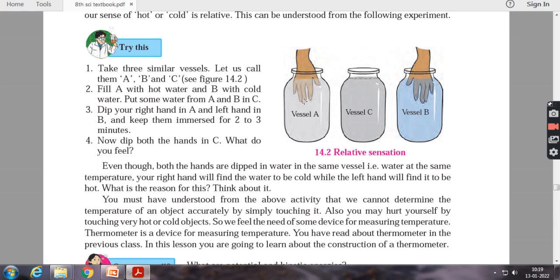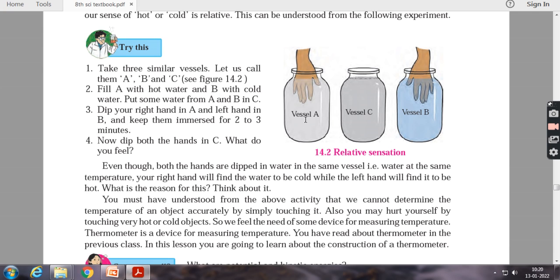So when we put hot water in this vessel, and cold water in the B one, you put your hands in. What you will feel is that when you take out your hands and dip them in vessel C, the hand that was in the hot water feels much colder, and the hand that was in the cold water feels much warmer. So this is the experiment to show that there is a change in temperature.